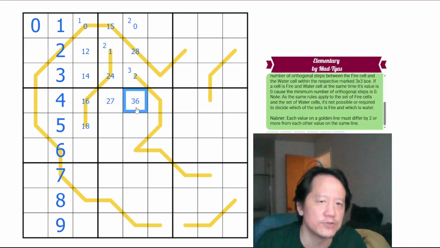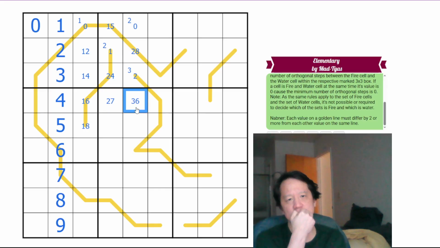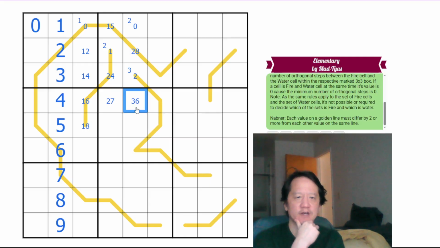20, 24, 28, 32, and 36. Right. So don't the values have to be okay? If we try to have 1, 3, 5, 7, 9, I don't think that works, right? Does that even work? 1, 3, 5, 7, 9 eliminates 10 as a possibility.